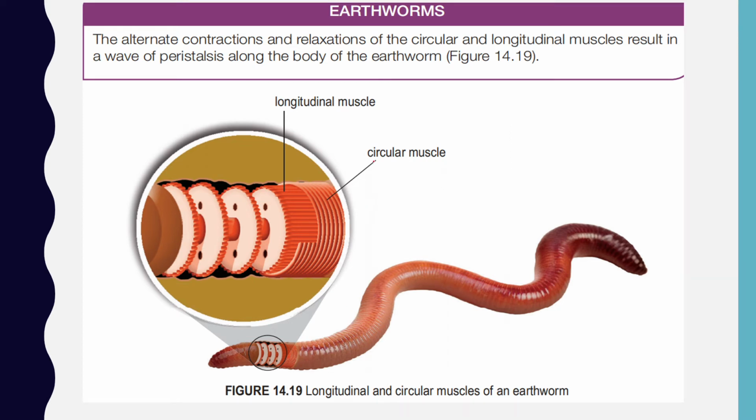Okay, in this video, we're going to look at the locomotions in earthworms. So again, we have antagonistic muscles. For earthworms, they are the circular and also longitudinal muscles, as depicted here in the picture.